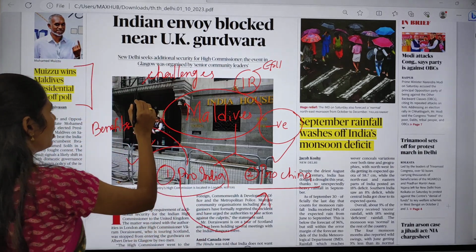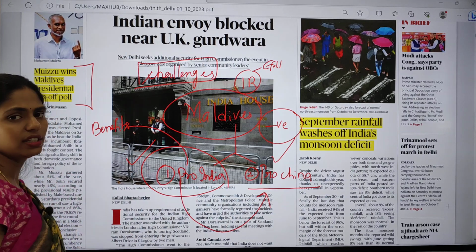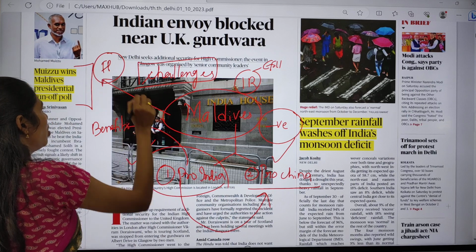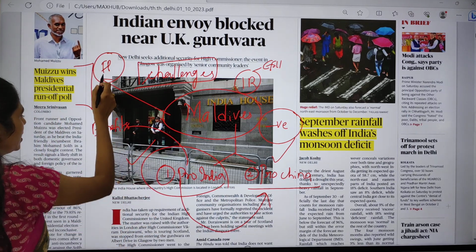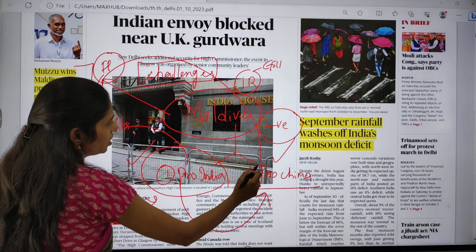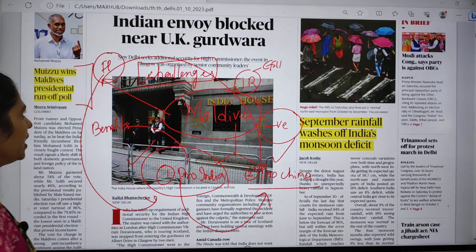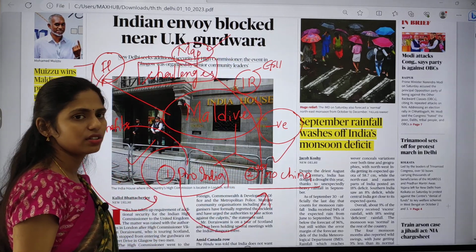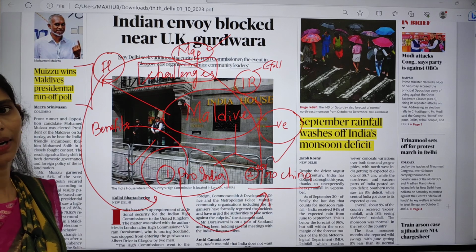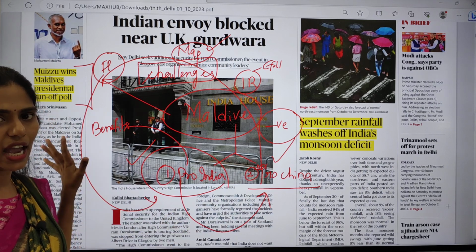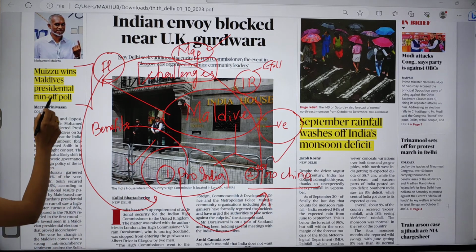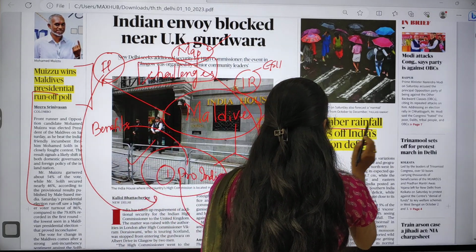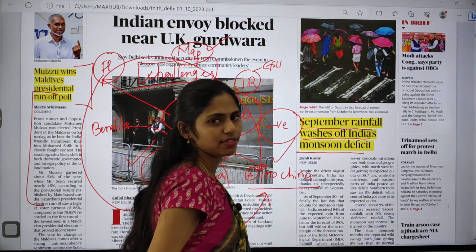And one more thing you have to focus here is how this foreign policy of Maldives is going to change, or whether it will be aligned towards India or whether it will be aligned towards China. And here you have to see even map of Maldives, because you can expect a question regarding this map of Maldives in your prelims. So these are all the things that you have to remember in this perspective of elections in Maldives. And next topic is September rainfall washes off India's monsoon deficit.